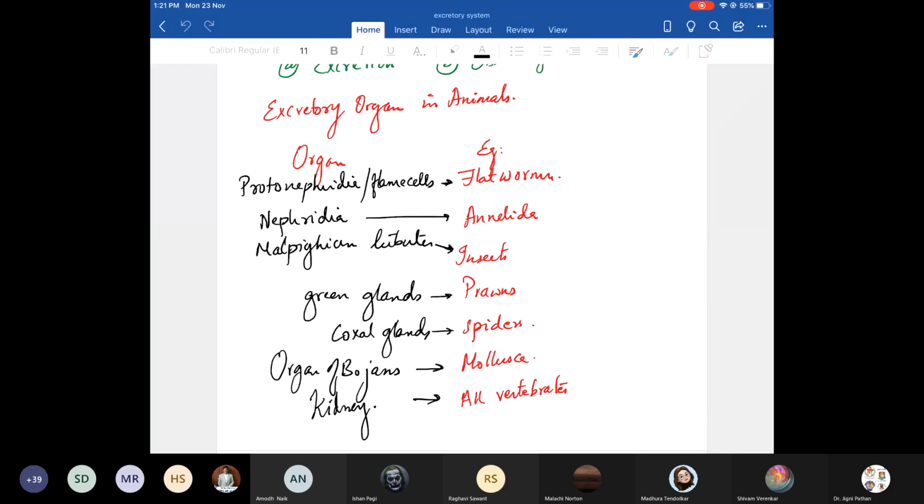So questions can be from here. Insect question, malpighian tubule is a very favorite question. Green gland, coxal gland, many times this question is asked. Nephridia, even the nephridia, and also the vertebrates. So please write down this table quickly.